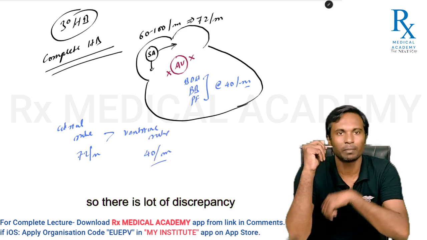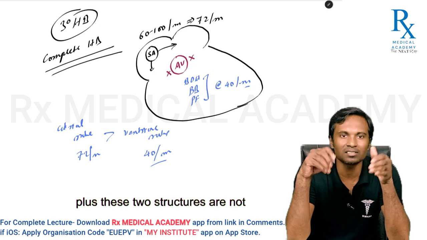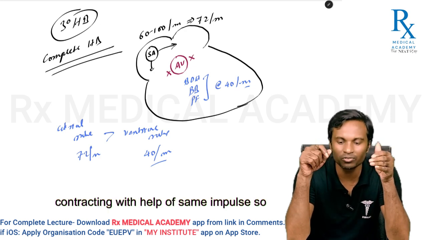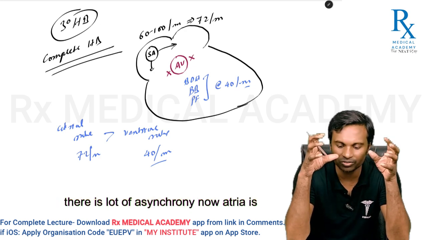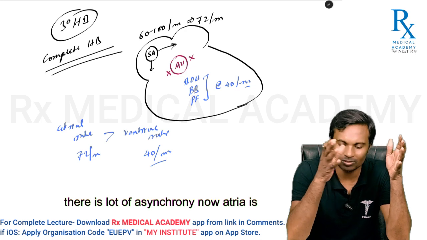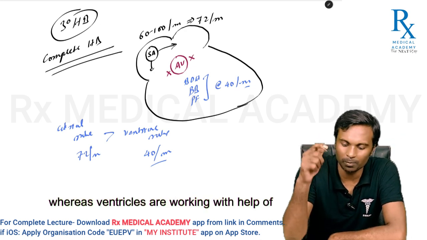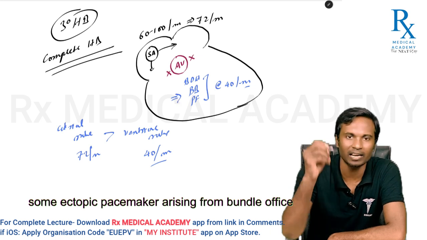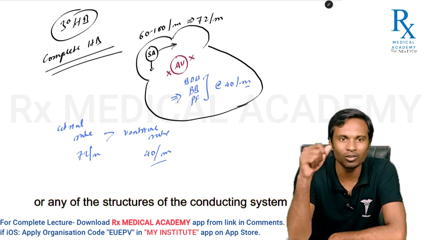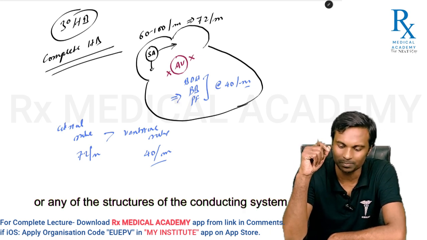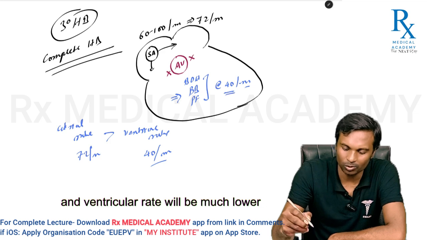So there is a lot of discrepancy. Plus these two structures are not contracting with the help of the same impulse. So there is a lot of asynchrony. Now atria is contracting with the help of SA node, whereas ventricles are working with the help of some ectopic pacemaker arising from bundle of His or any of the structures of the conducting system, and ventricular rate will be much lower.